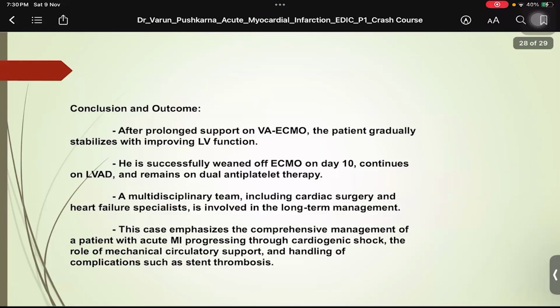So what is the conclusion? So the patient eventually survived. After a prolonged support on VA ECMO, the patient gradually stabilized with improving LV function. He was successfully weaned off ECMO, but continues to be on LVAD and remains on dual antiplatelet therapy. So this case emphasizes the comprehensive management of the patient with acute MI, progressing through all the stages of cardiogenic shock, role of mechanical circulatory support, and handling of complications such as stent thrombosis.